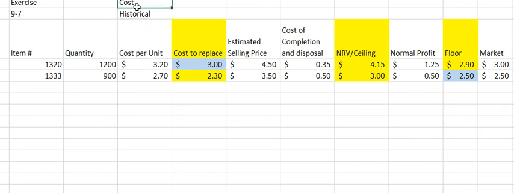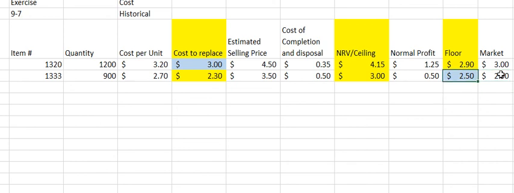We'll compare our historical cost per unit to this market, and we'll take the lower of that, and that's why it's called lower of cost or market. So we see that with item number 1320, the historical cost is greater than the market, and also with 1333, the historical cost is also greater than the market. So you would look at the difference between those and record a loss and that allowance.